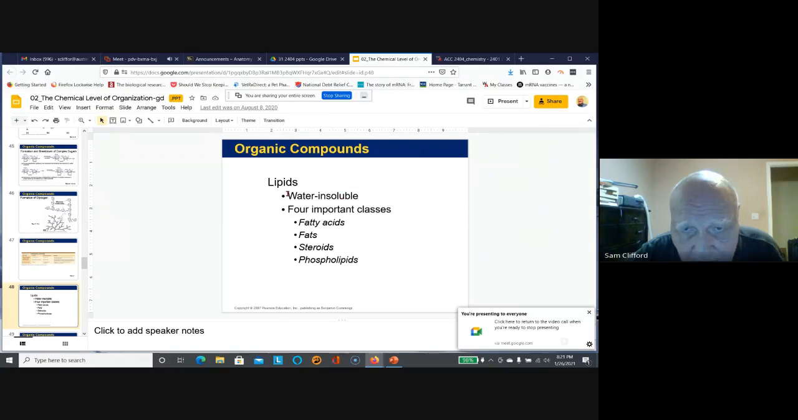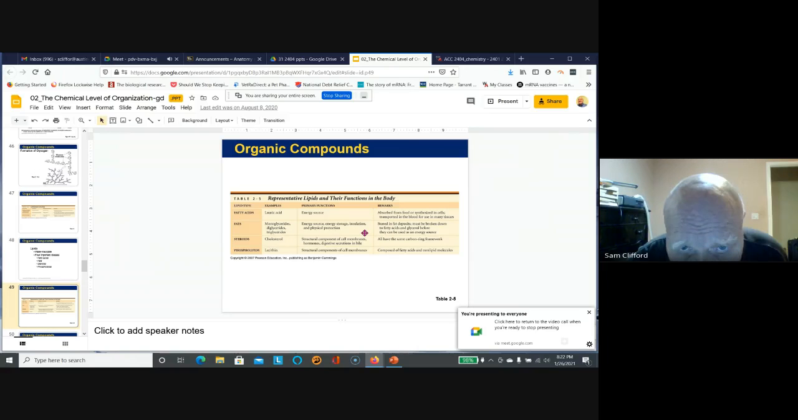Okay, lipids are water insoluble. You can't dissolve fat or oil in water. Know these four types. Know these characteristics.